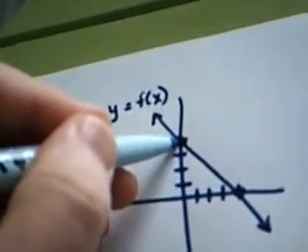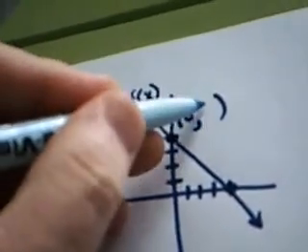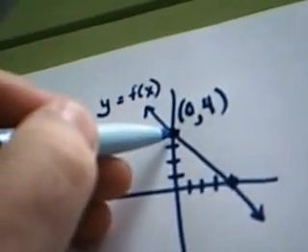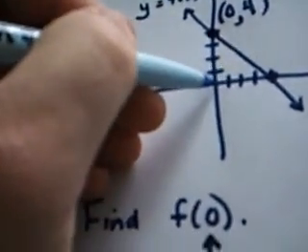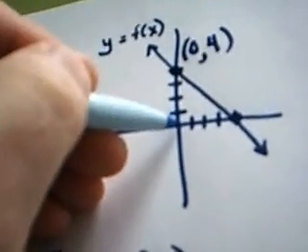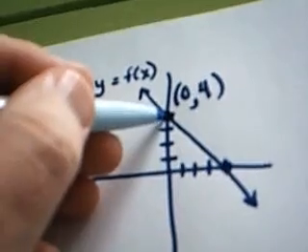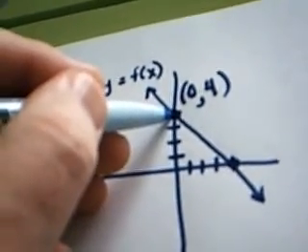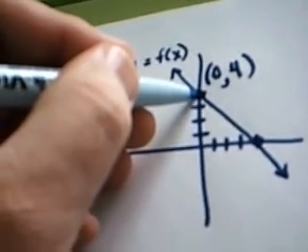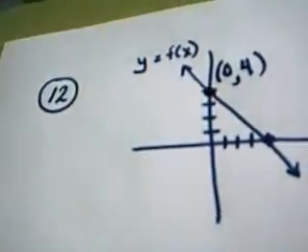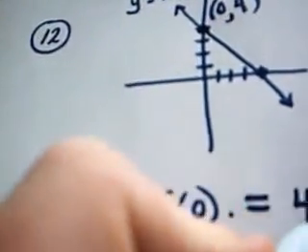If I were actually to write out that point as an ordered pair, that would be the ordered pair 0, 4. Alright? So the reason I started on the x-axis at 0 is because we were finding f of 0. I walked up to the graph. The ordered pair that I'm now standing on is actually the ordered pair 0, 4. That helps us answer our question.